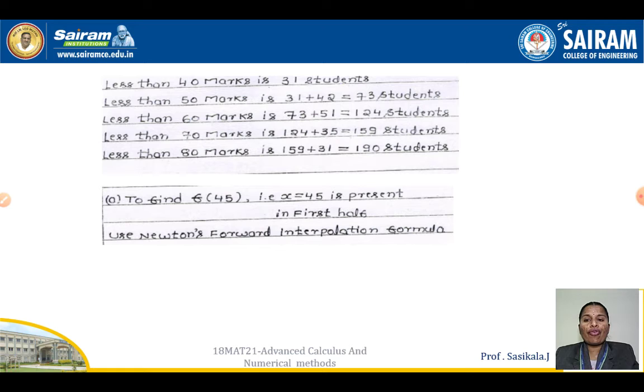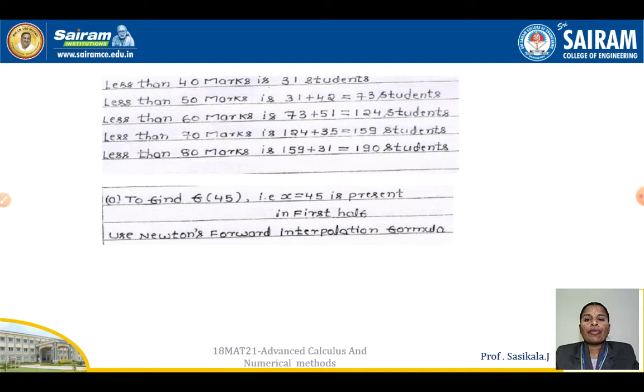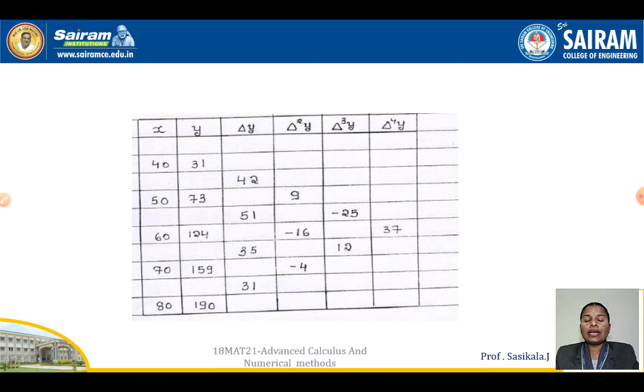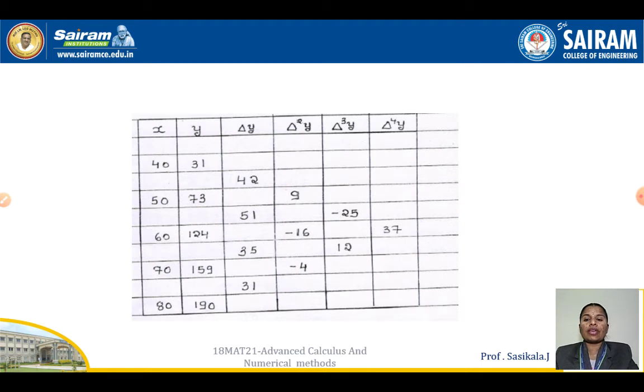To find f of 45, at x equal to 45 we need to find the y value. Now, which is near to x naught? Use Newton's forward interpolation formula. For that I need a table. So go to the interpolation table and write your x values: 40, 50, 60, 70, 80. The corresponding y values which we have added: because when the x value changes, y also should change. So the y values are 31, 73, 124, 159 and 190.